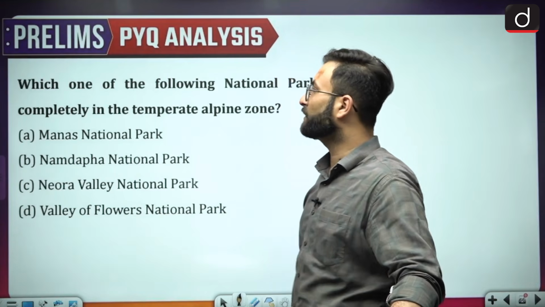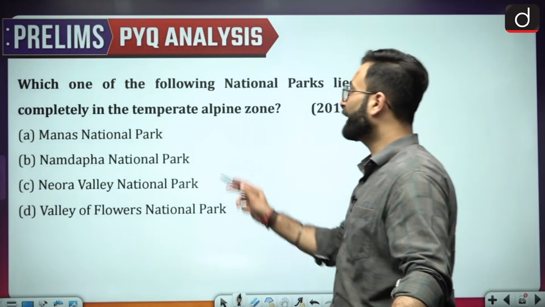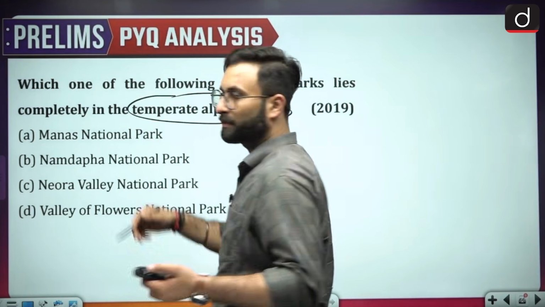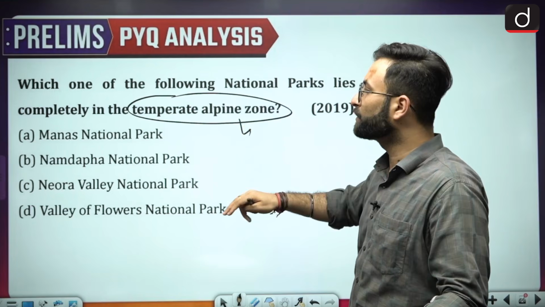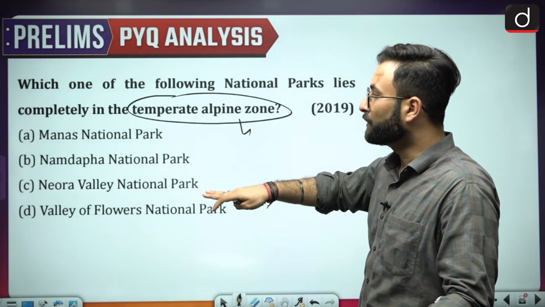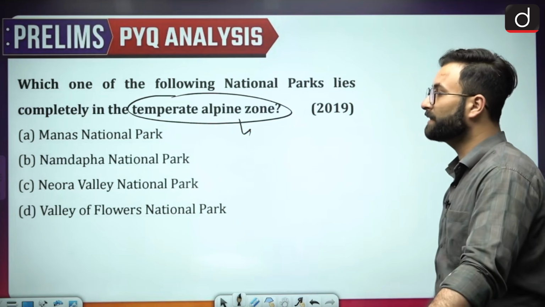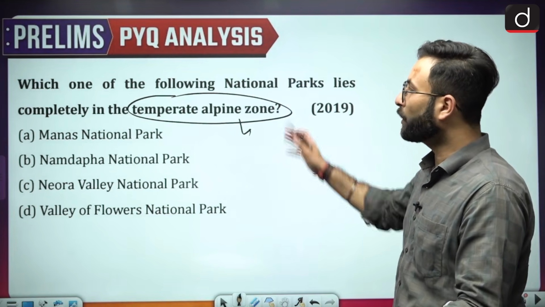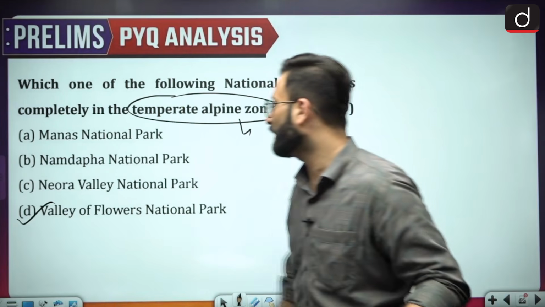Coming to the next one, which one of the following national parks lies completely in the temperate alpine zone? Temperate refers to the climatic situation, and alpine refers to the altitude. The options are Manas National Park, Namdapha, Neora Valley, and the Valley of Flowers. So when we talk about the temperate alpine zone, option D would be your right answer, that is Valley of Flowers National Park.